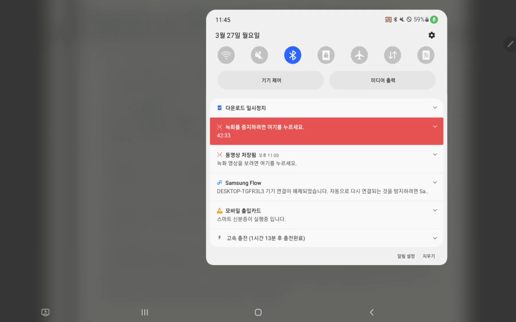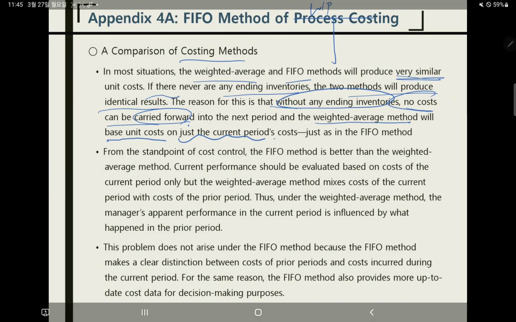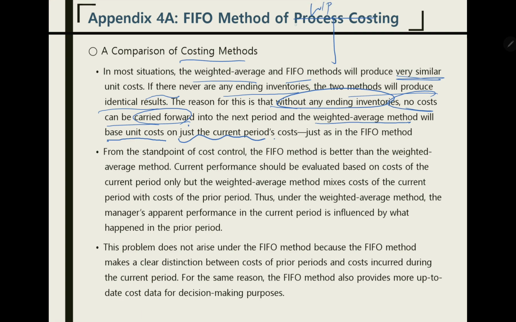Then the weighted average method will base the unit cost on just current period cost, right? So work in process, no beginning inventory. Then all of the costs are current cost. Then the weighted average method will also compute the equivalent units and the cost per equivalent unit based only on the current cost, right? Then the weighted average method becomes the same as the FIFO method in terms of the result.